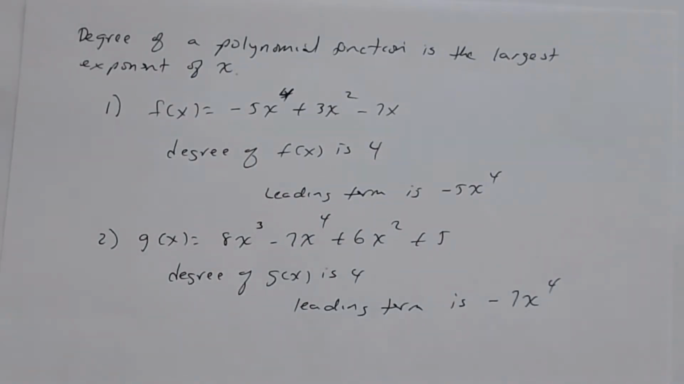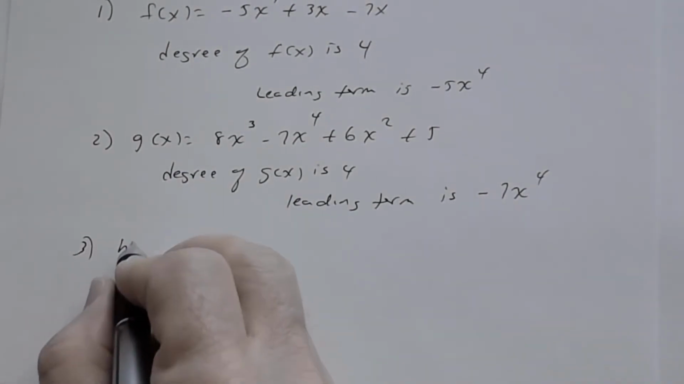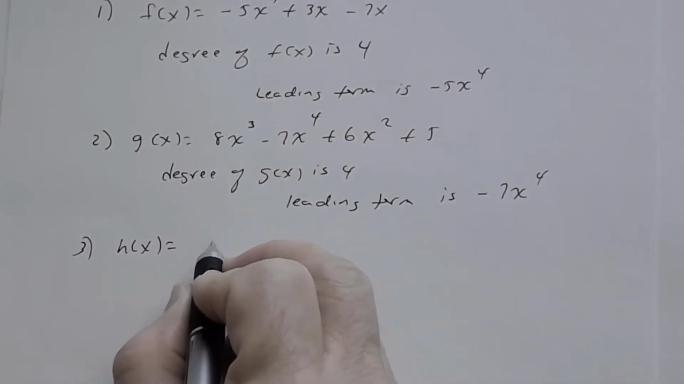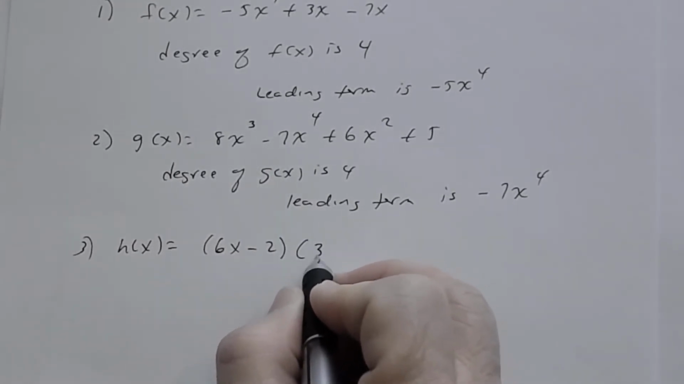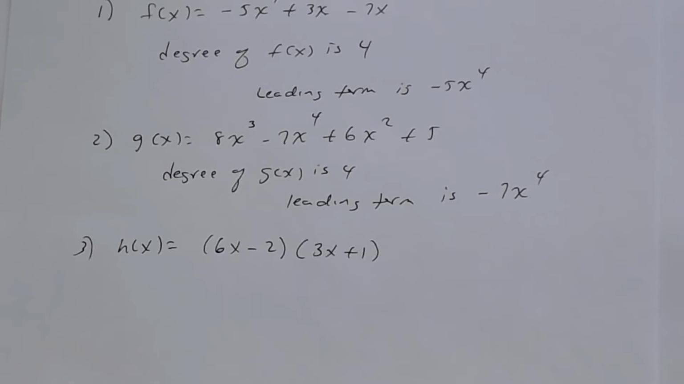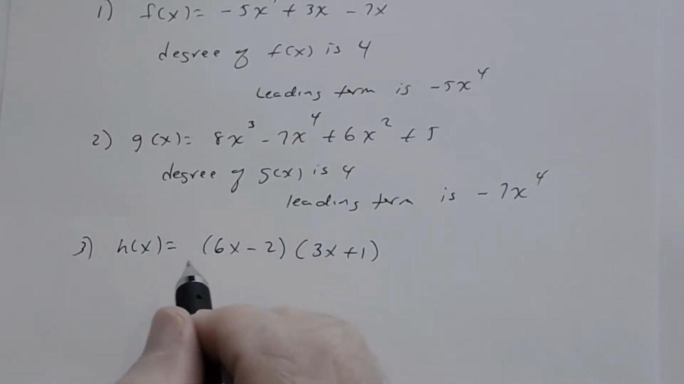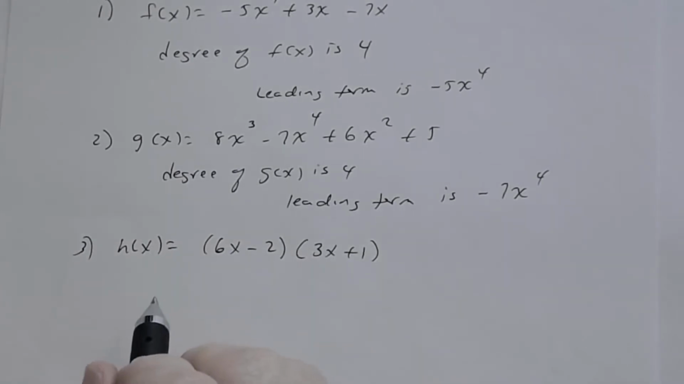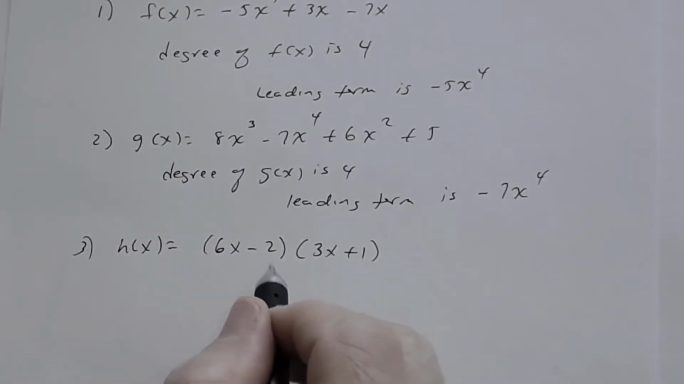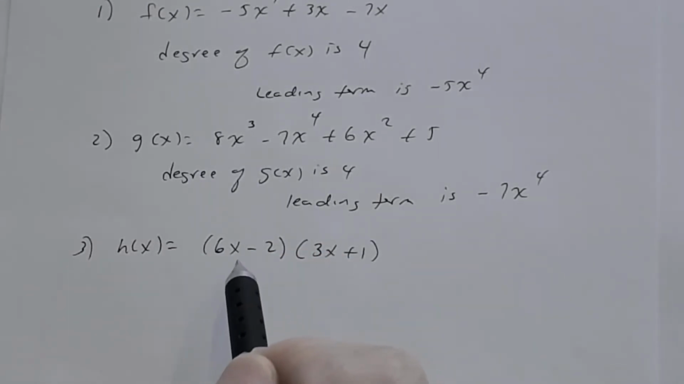Okay? All right, now let's look at this one. Let's do one that's in factored form. So let's suppose we had h of x equal 6x minus 2 times 3x plus 1. Let's say we had that. Okay? And so I want to find the degree of this polynomial. All right, but it's in factored form. If it was in standard form, it'd be easy to determine, but this is in factored form.